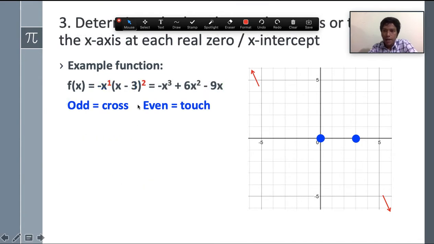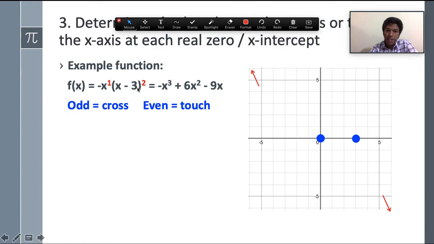Okay, now let's look at this point, is it touch or cross? At this point, is it touch or cross? How will we know that? We will know it from their multiplicity. For the x, multiplicity is 1. That means it will cross.